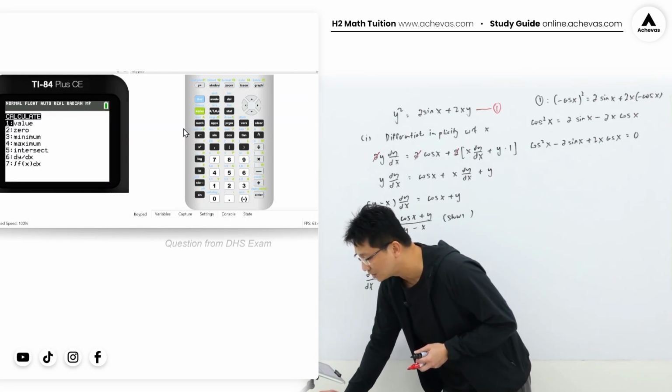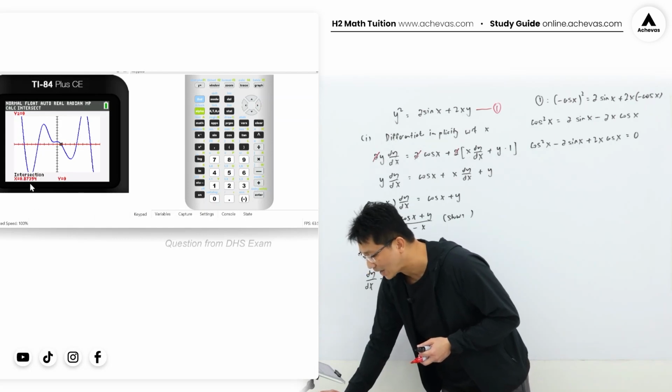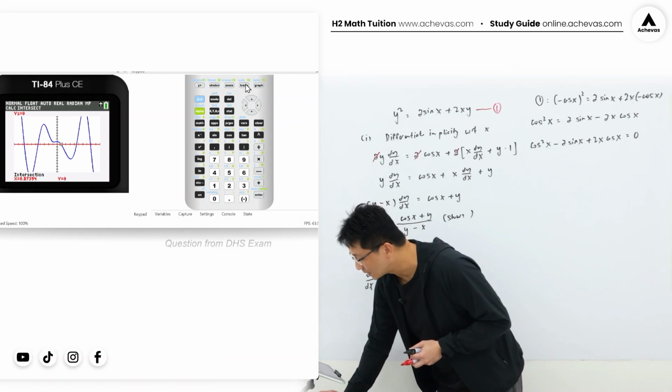Second, trace, number 5. So I'm going to scroll to nearby this first root I'm going to find, enter 3 times. You can see my first x coordinate will be 0.87394. For the second coordinate, I'm going to repeat this process. Going to shift the cursor to nearby the second point, enter 3 times.